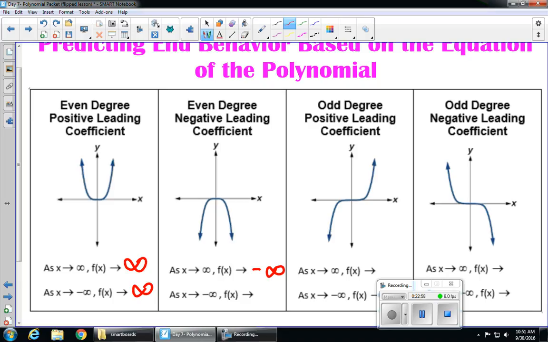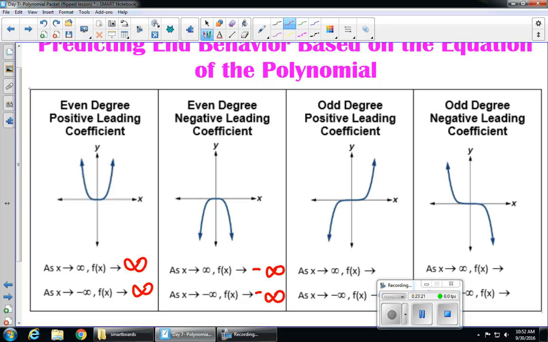As x approaches negative infinity, which means I'm going to the left, the further and further left I go, where is my graph going? My arrow is still pointing down, so I am approaching negative infinity. So what's important is even degrees always match. They're either both up or both down.